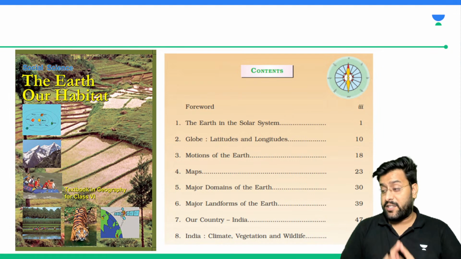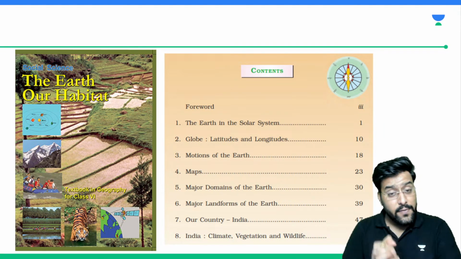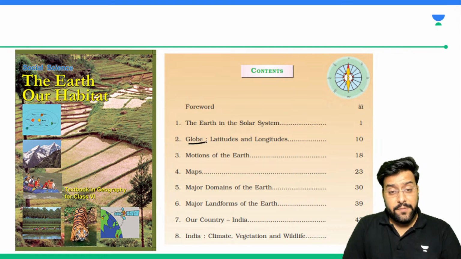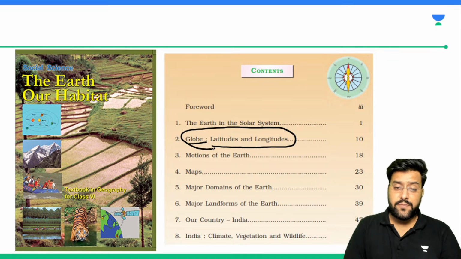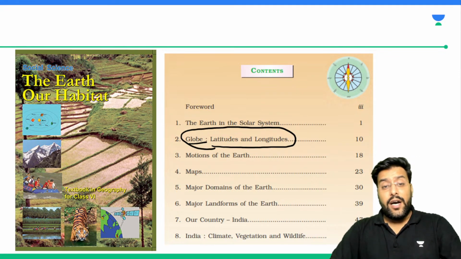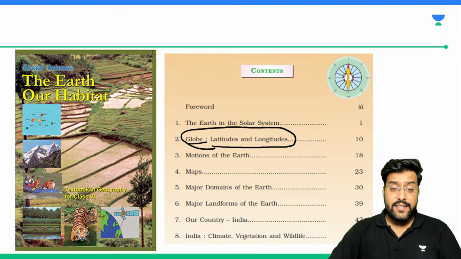So students, we are discussing NCERT class 6 for the subject geography. So we are discussing this topic, latitudes and longitudes. We started this discussion. Can you please tell me what all we understood in latitudes and longitudes? If you can just let me know once.